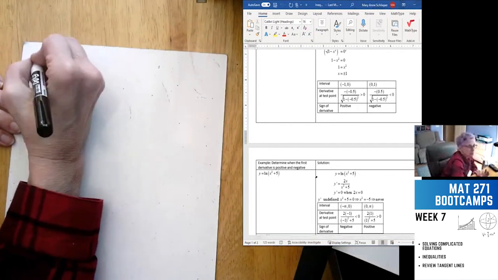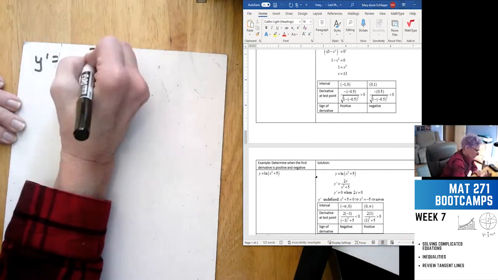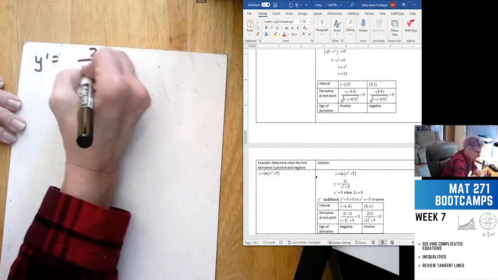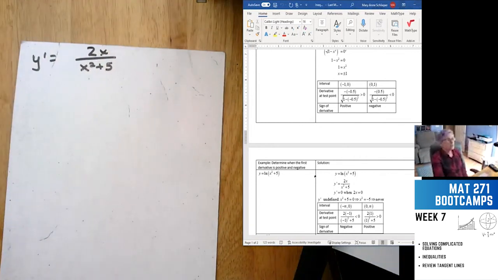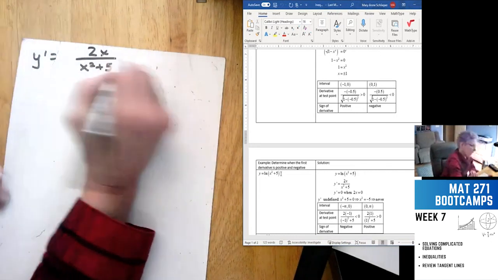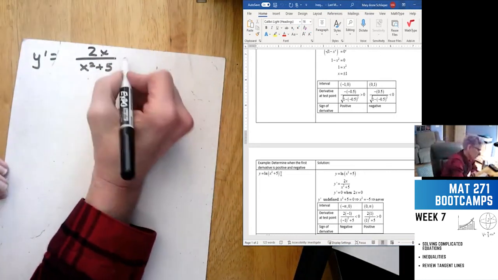Looking at the natural log, we had y prime equal to 2x over x squared plus 5. Another easy one. Just a quick check. What is the domain of the natural log of x squared plus 5? Well, I can only take the natural log of positive stuff, but luckily x squared plus 5 is always positive. So it's all real numbers. So I have to look from -infinity to positive infinity.